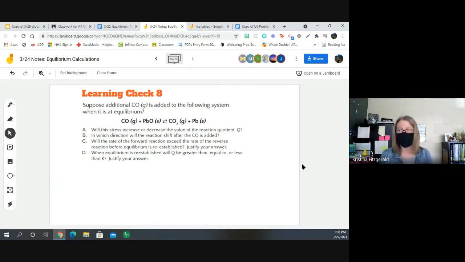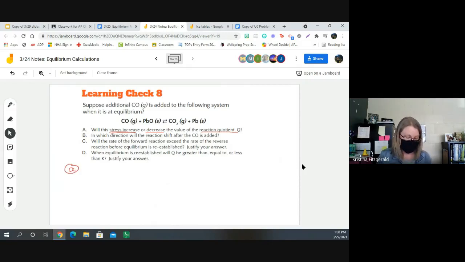So let's do one more of these, and then we'll bop on along to an ICE table example. I don't know how many of those you're going to want me to do because they're a little bit extensive, but we'll at least get through one just so you can see what they're all about. Okay, so we got this reaction. So we're going to talk about stress. Will stress increase or decrease the reaction quotient Q? There's no numbers on this one, but we just have to think logically.